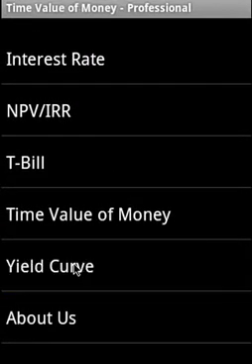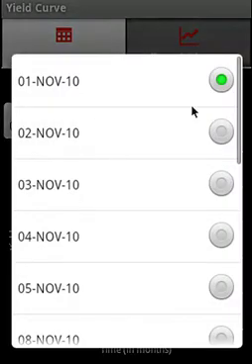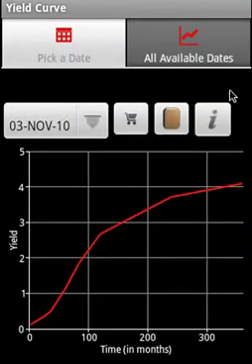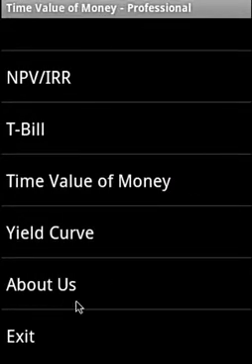And then yield curve, it essentially calculates the US yield curve. You can pick a date, and it will tell you the yield curve for that date. Then it also charts out the yield curve for all the available days. So that is all about the time value of money.